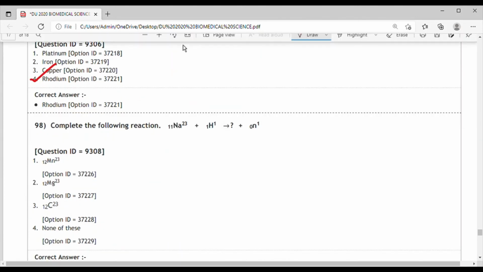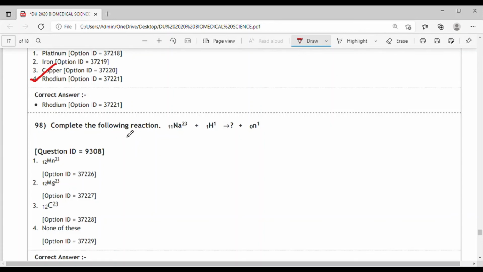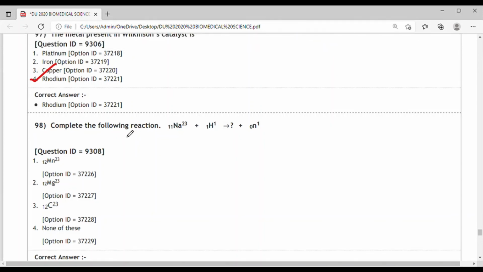Next question. Question 98. Complete the following reaction. Here there is the sodium, there is the hydrogen, and we have to balance the reaction. For this, we can use magnesium, that is magnesium 12, that's 11 plus 1, that is 12, and there is the 23 here, and 23 plus 1 is 24. So the correct answer for this is magnesium.